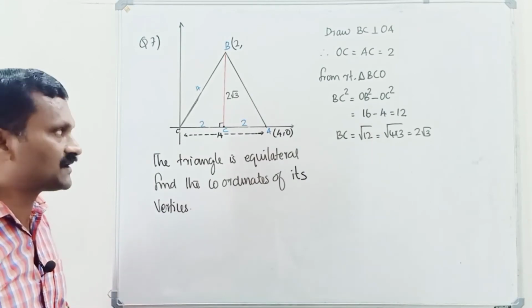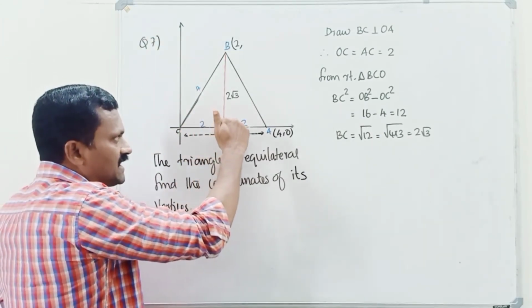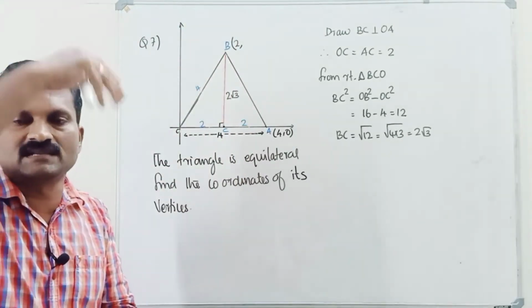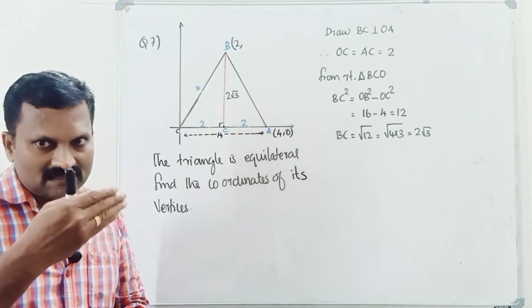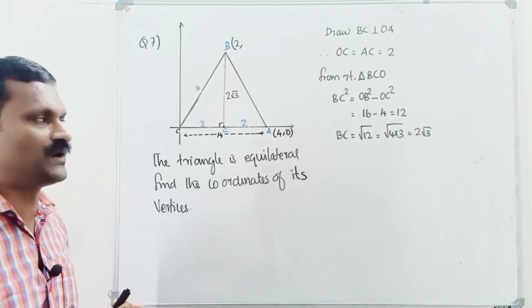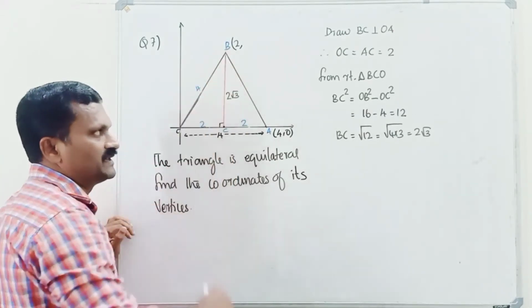What do we need to find next? The y coordinate of B. The y coordinate means how far above the x-axis the point is, the distance from the x-axis to the point. The distance from the x-axis to the point is called the y coordinate. That is, in the figure we have to find the length of BC.